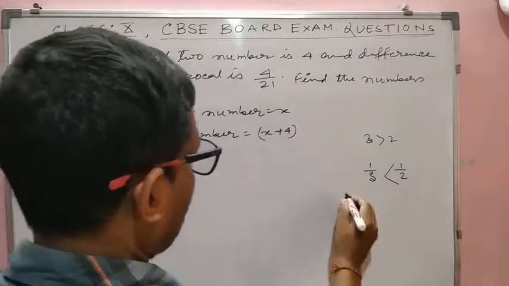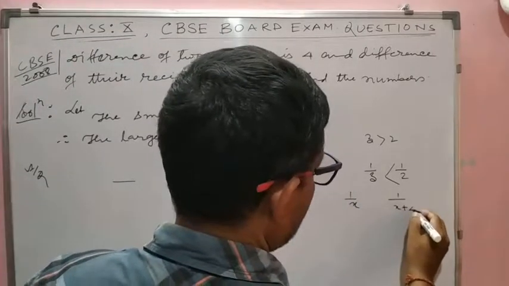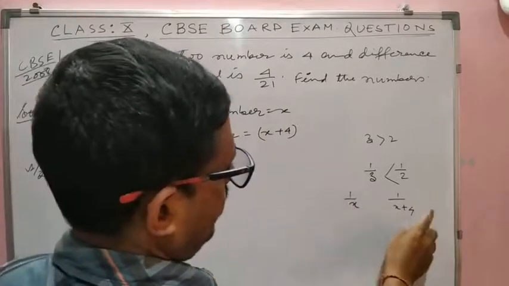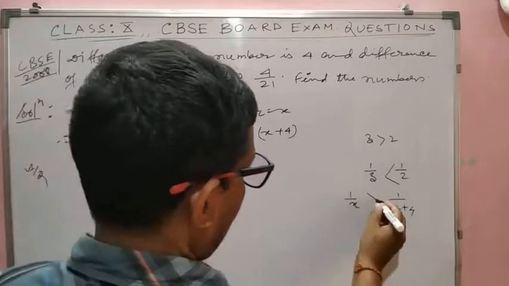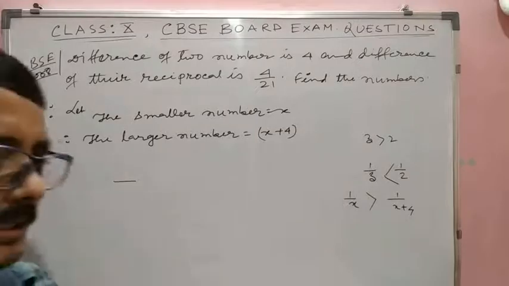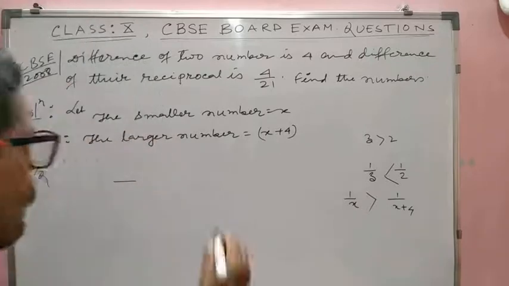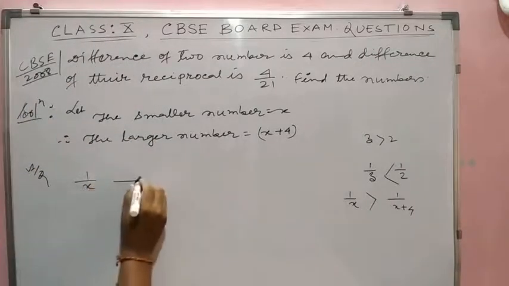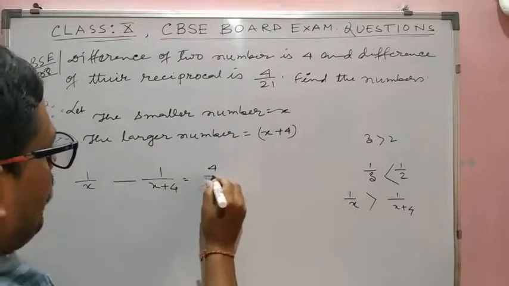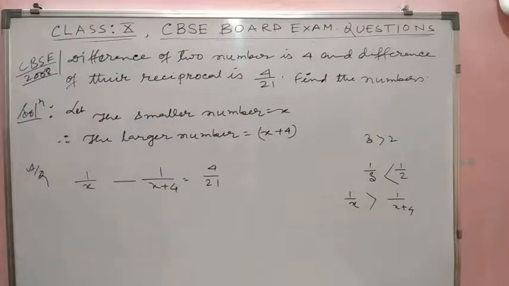So the reciprocal of this is 1 by x and the reciprocal of this is 1 by x plus 4. x is smaller and x plus 4 is larger, so in reciprocal it will be larger. The reciprocal of the smaller number becomes larger than the reciprocal of the larger number. Got my point? So according to the question we get 1 by x minus 1 by x plus 4 equal to 4 by 21.